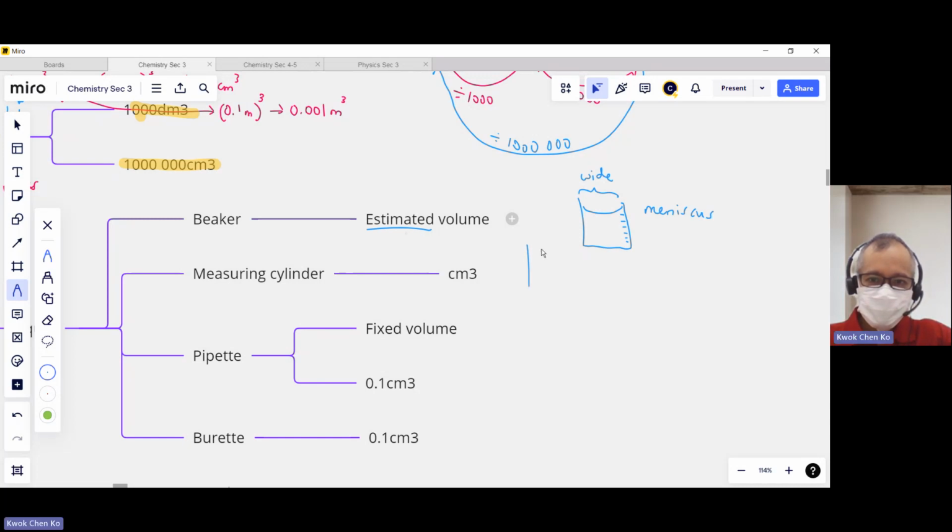Now, measuring cylinder will be something like this. And typically, the mouth will be a lot narrower. And the markings here will be, I would say, more accurate. And based on your syllabus, the accuracy is down to cm cube.